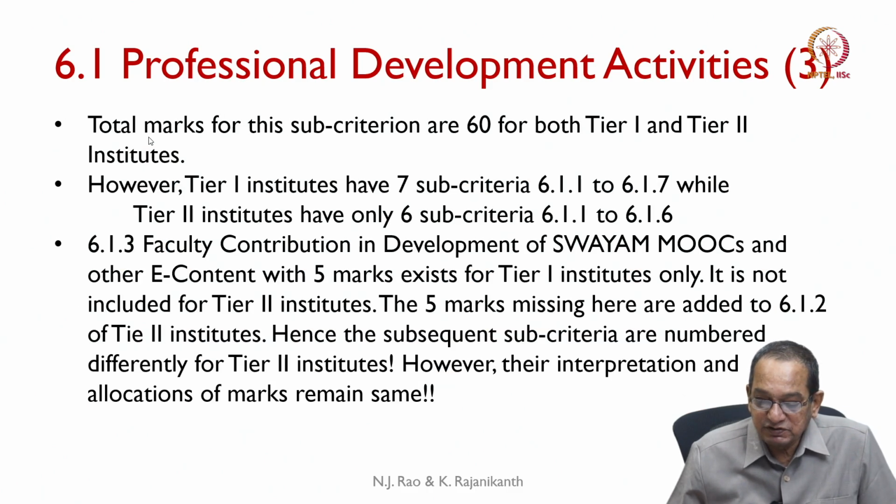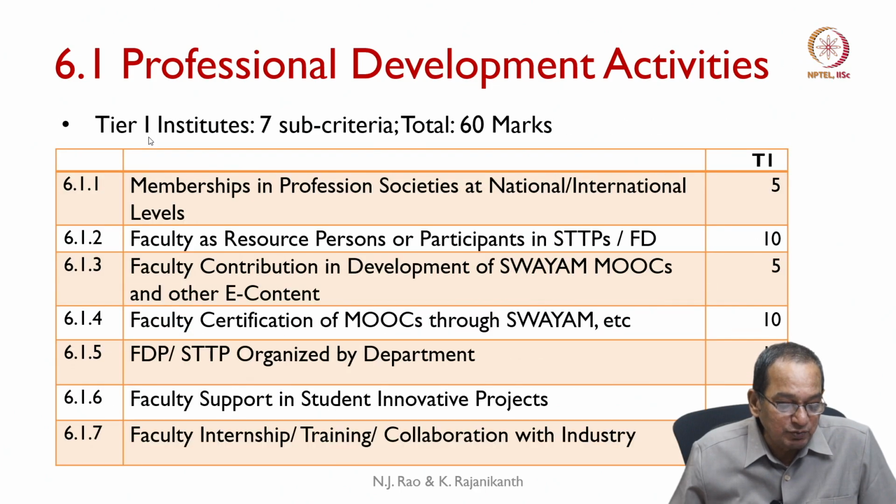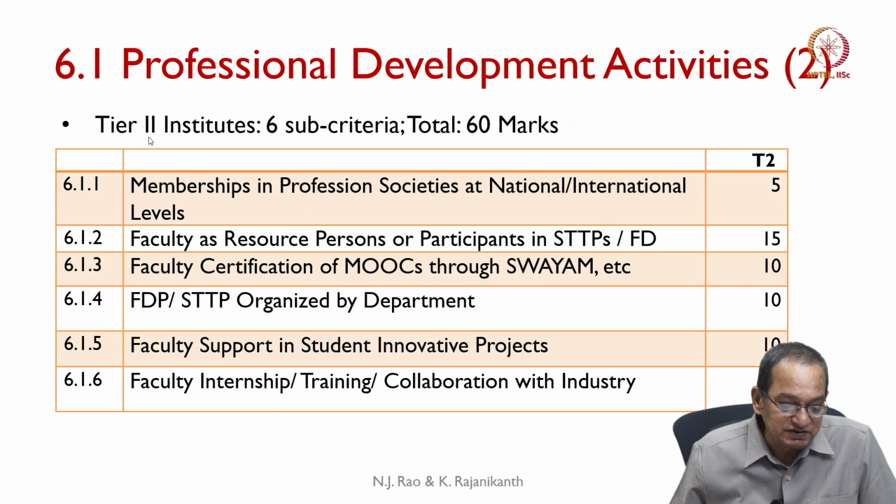So the 5 marks missing here are added to 6.1.2 of Tier 2 institutes. Hence, the subsequent sub-criteria are numbered differently for Tier 2 institutes. It comes down by 1. However, their interpretation and allocation of marks remains the same. So 6.1.7, for example, becomes 6.1.6. But both are faculty internship, training, collaboration with industry, and 10 marks. The only thing is the number is 1 less for Tier 2.